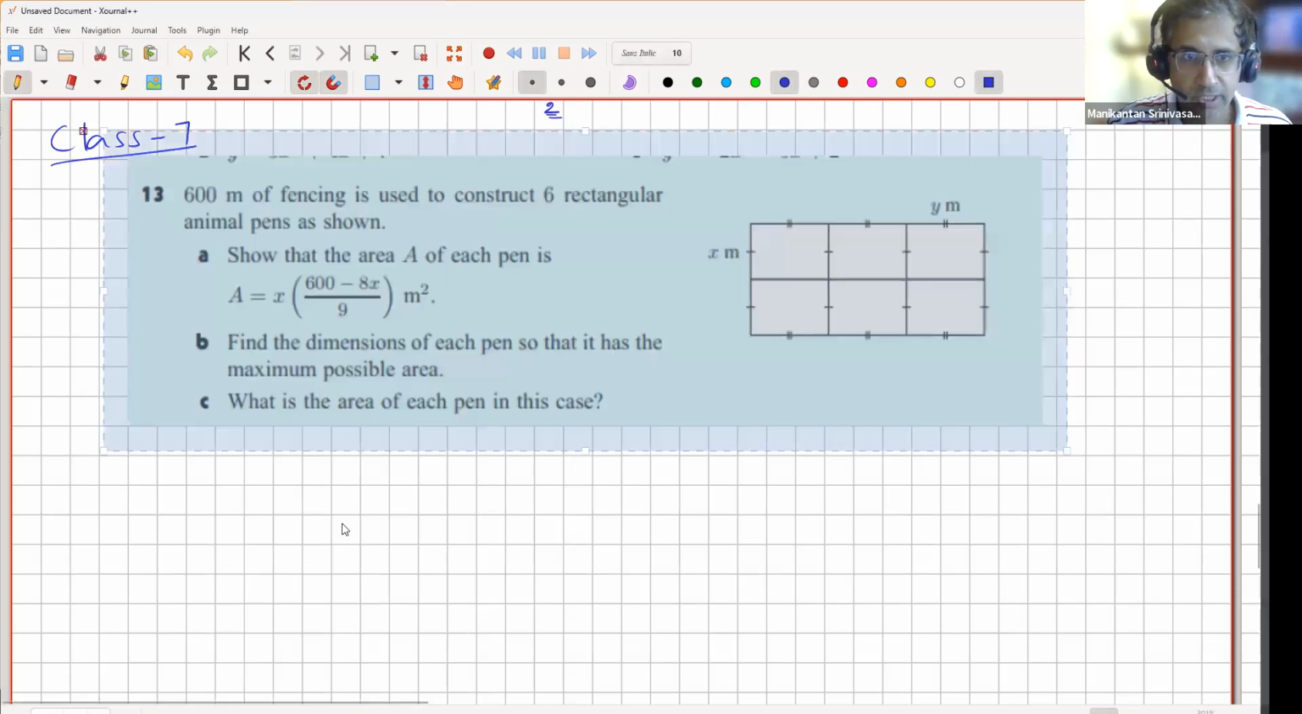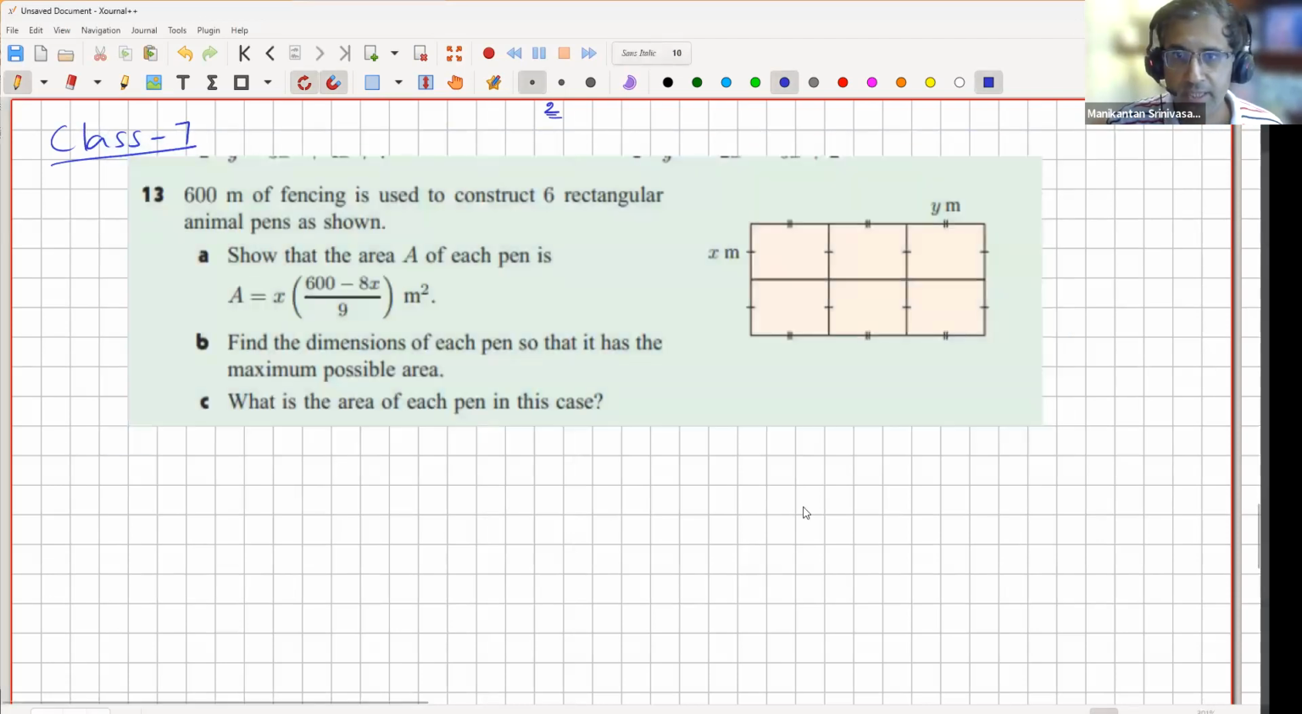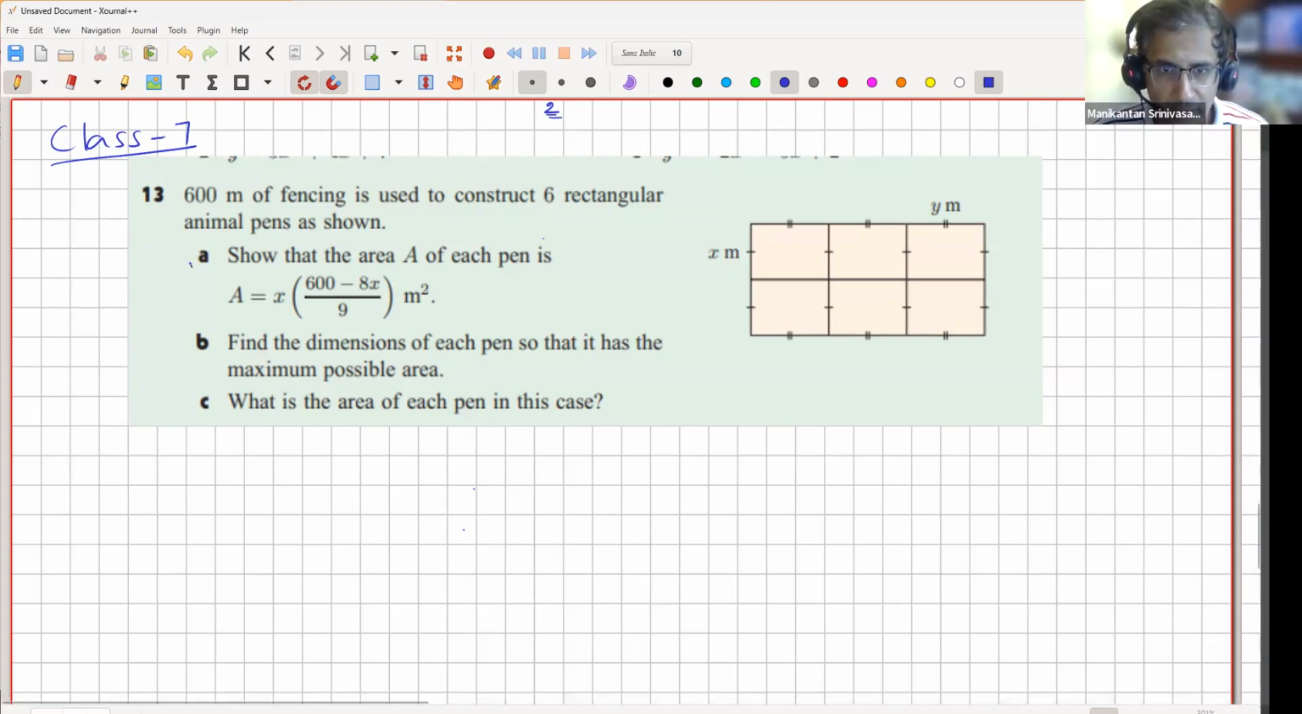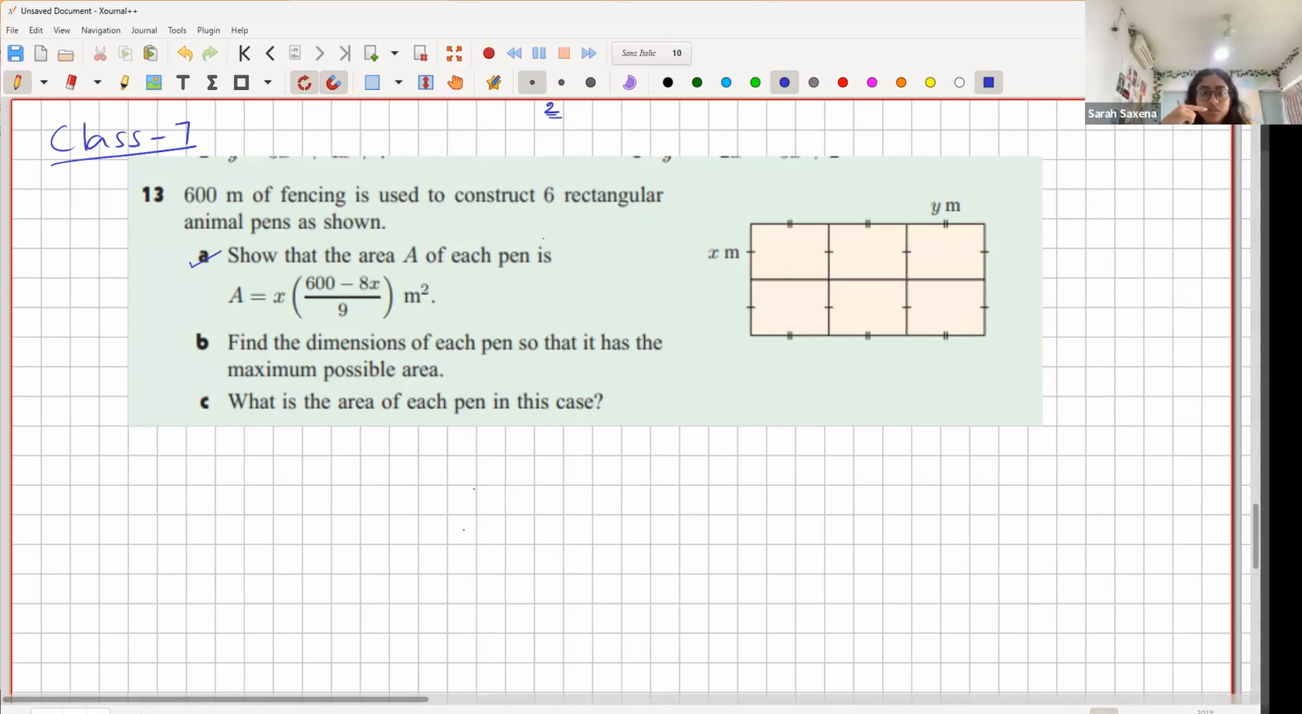All right, what does the question say? 600 meters of fencing is used to construct 6 pens. Show that the area of each pen is this. Is the first part done or is the first part difficult? No, the first part is done. I got B wrong and I couldn't figure out why. So A was okay. Okay, so I'm not going to do A because it's fairly easy.